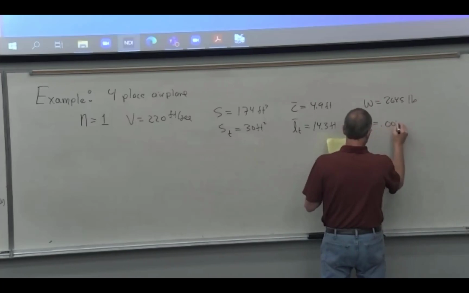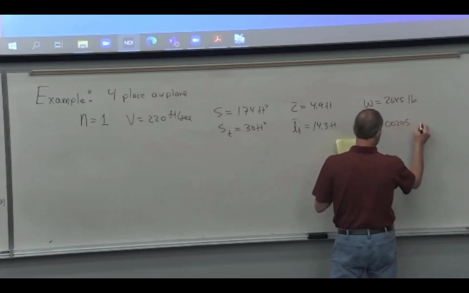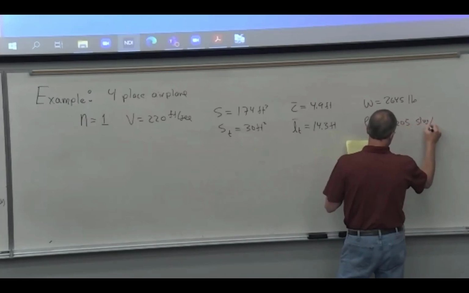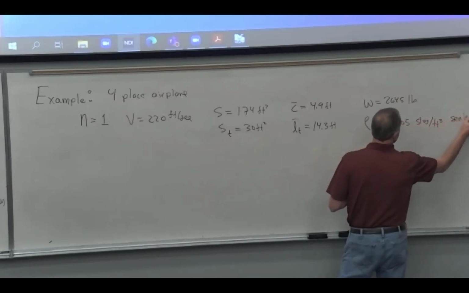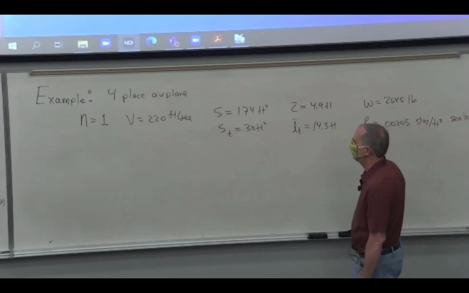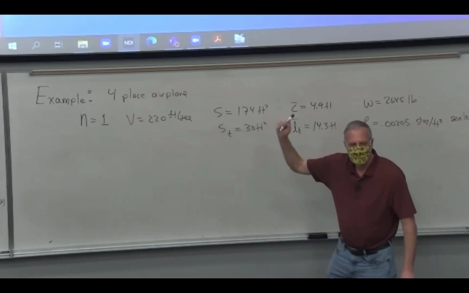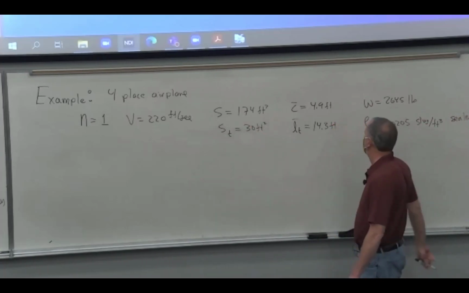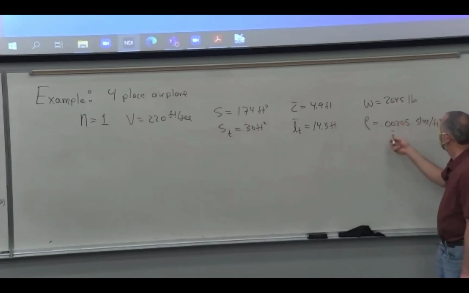Density of the air at the altitude we're flying at. This is sea level. So what we're really saying is we're flying at 220 feet per second, level flight, load factor 1, with a weight of 2645 at sea level. That's our flight condition.